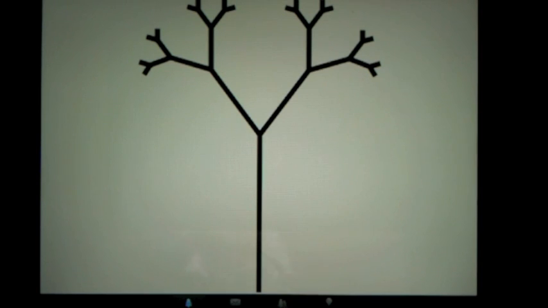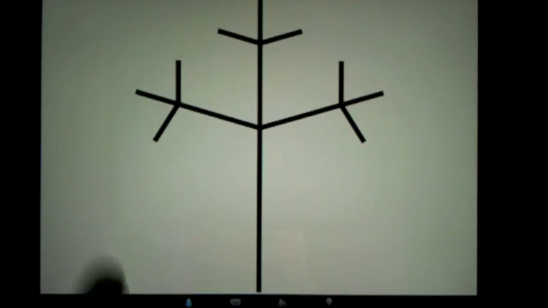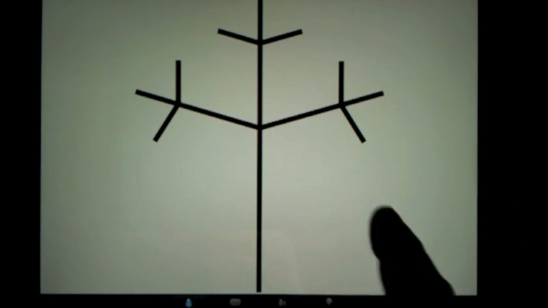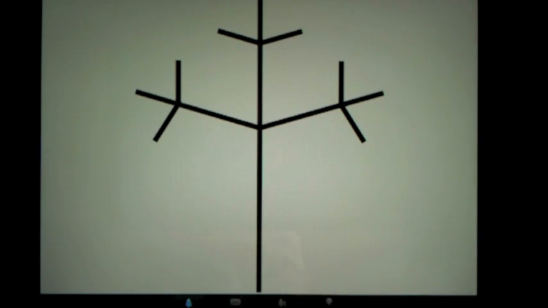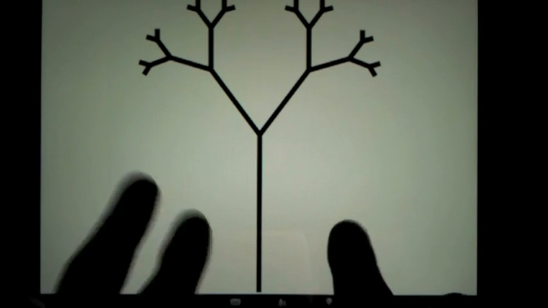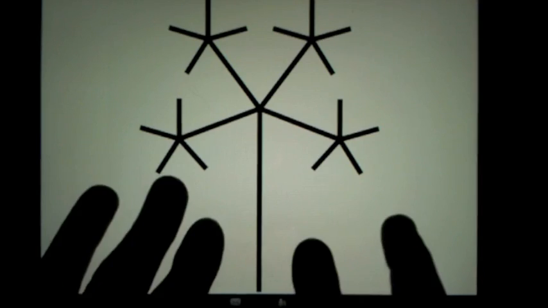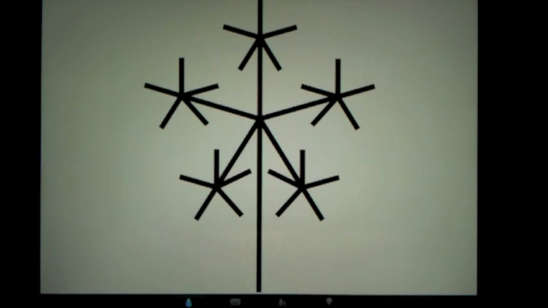This tree has two branches at each node. To switch to a three-branch tree, just tap three fingers to the display. You can change the angle or length of this tree all you want. You can tap 2, 3, 4, or 5 fingers on the display at any time to change the number of branches.